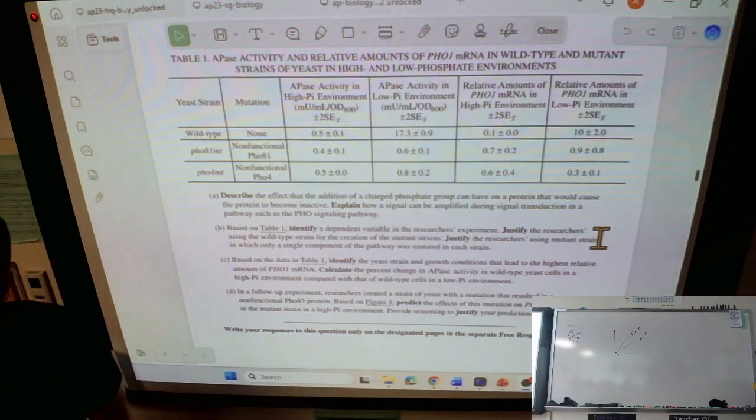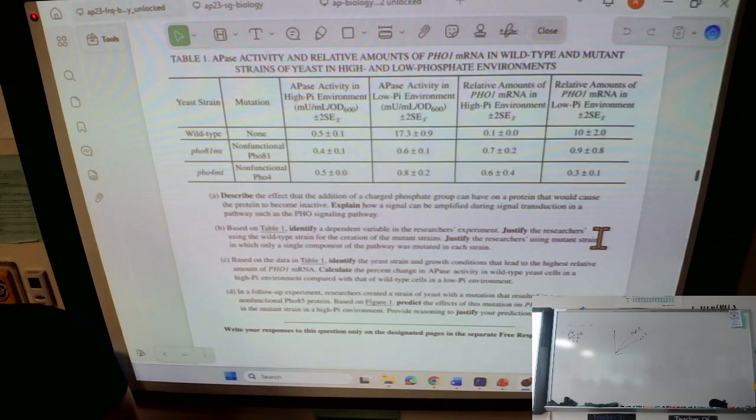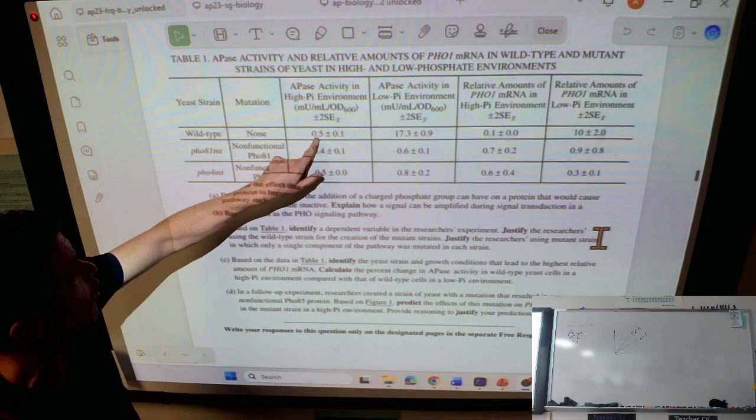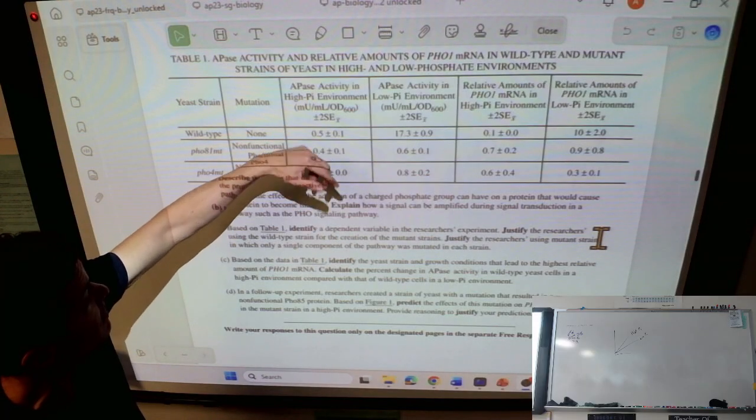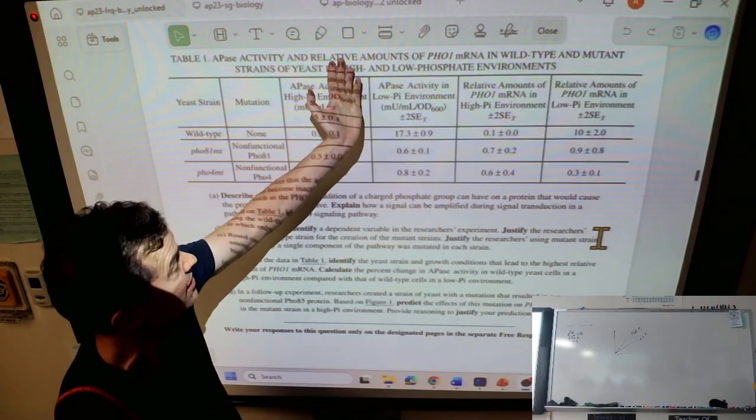So remember, the independent variable is the thing that I'm testing, the thing that I'm changing. A dependent variable is what I measure. So over here, I know I'm measuring this. I've got 0.5 of it, of APase activity. Over here, I've got 17.3 of what I'm measuring, which is APase activity.